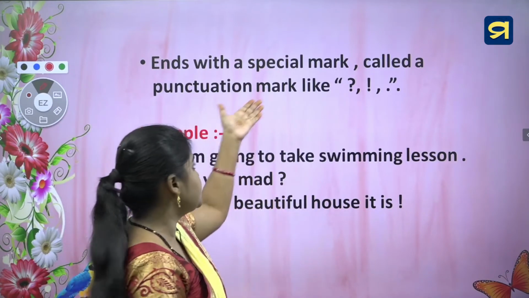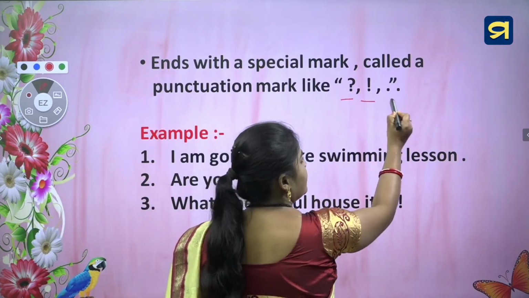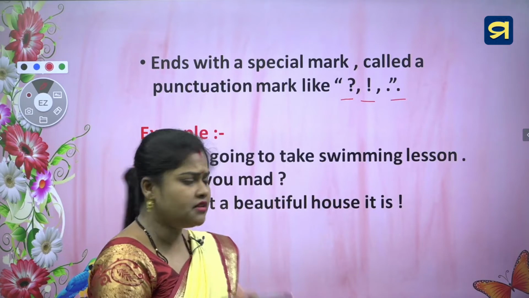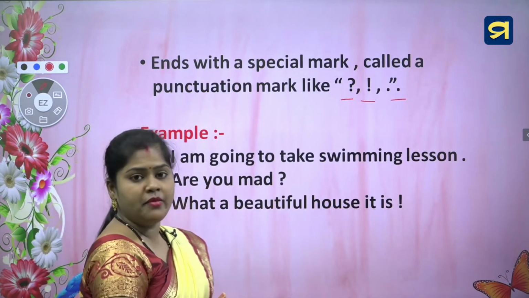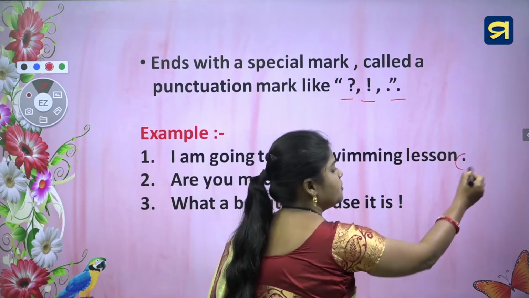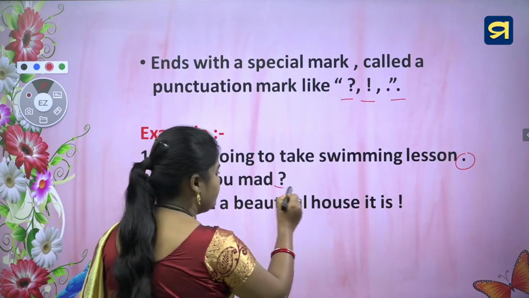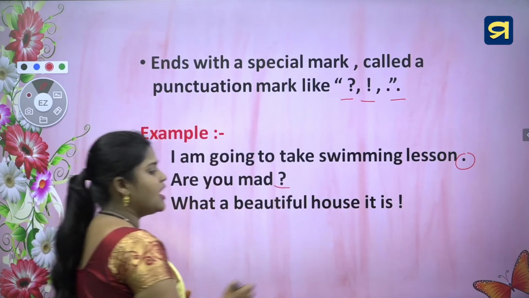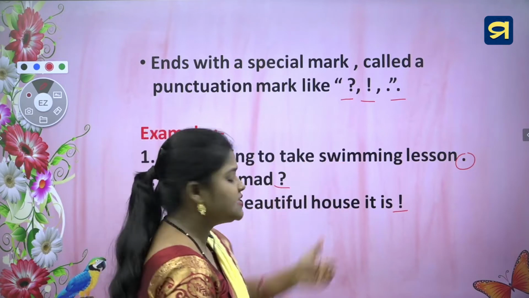Okay, the second key point of a sentence, that is, every sentence ends with a special character or punctuation mark like question mark, exclamation mark and full stop according to the sentence. Okay, I am going to take swimming lesson. Here full stop is put. Next, are you mad? Question mark. What a beautiful house it is! Exclamation mark.